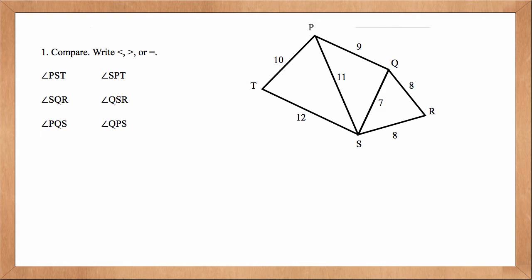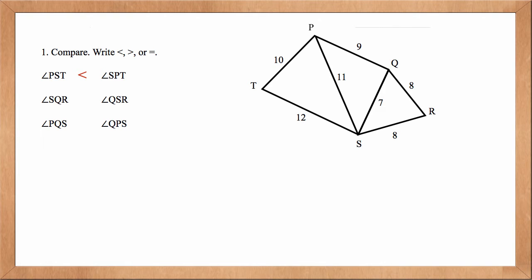Okay, with the first problem, we need to compare. So that means we need to write less than, greater than, or equal to. Let's compare angle PST to angle SPT. When you look at angle PST, the opposite side is 10, which is segment PT. When you look at angle SPT, the opposite side is 12, which is segment TS. So that means that angle PST is less than angle SPT.